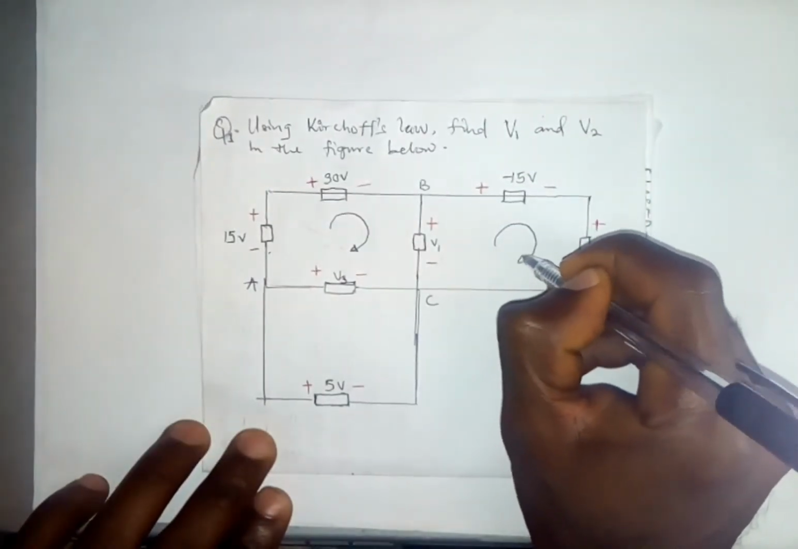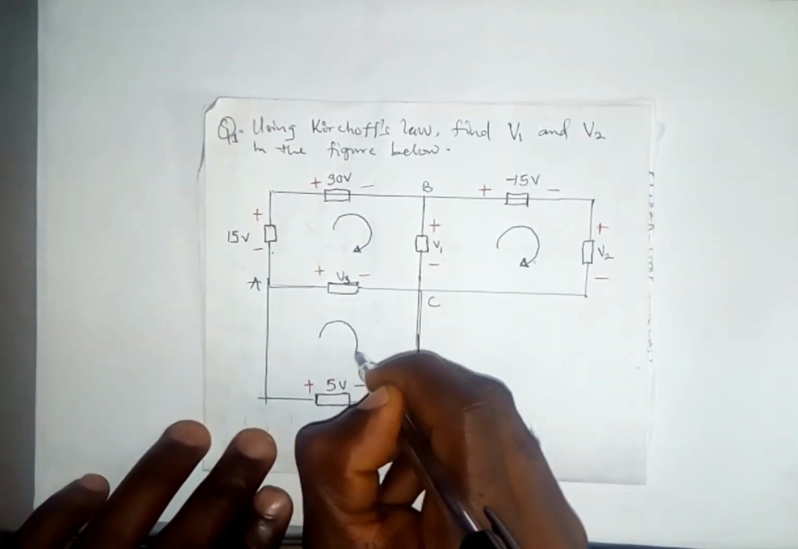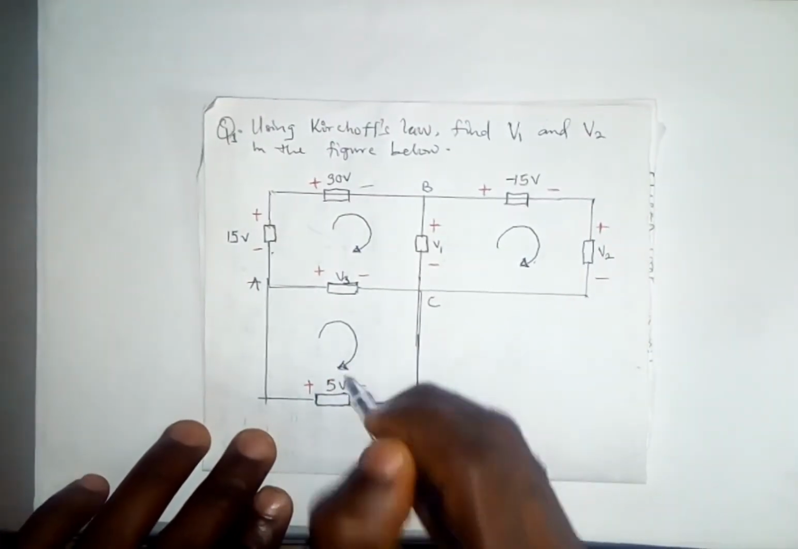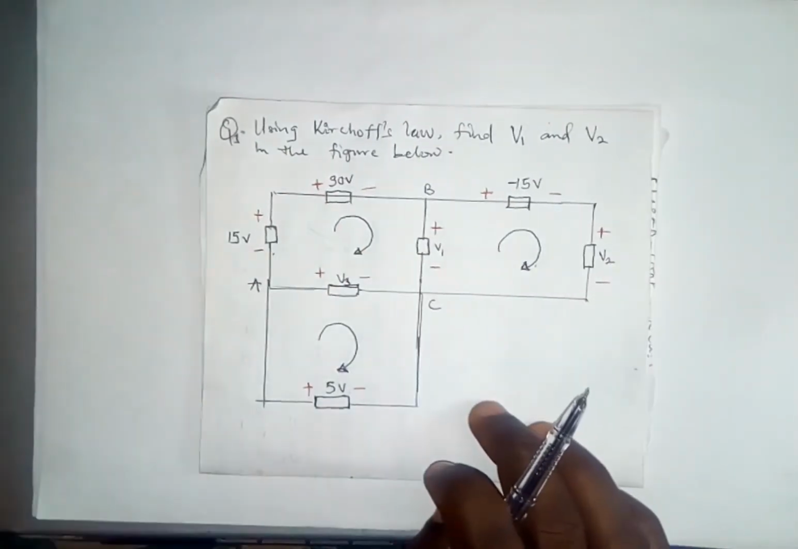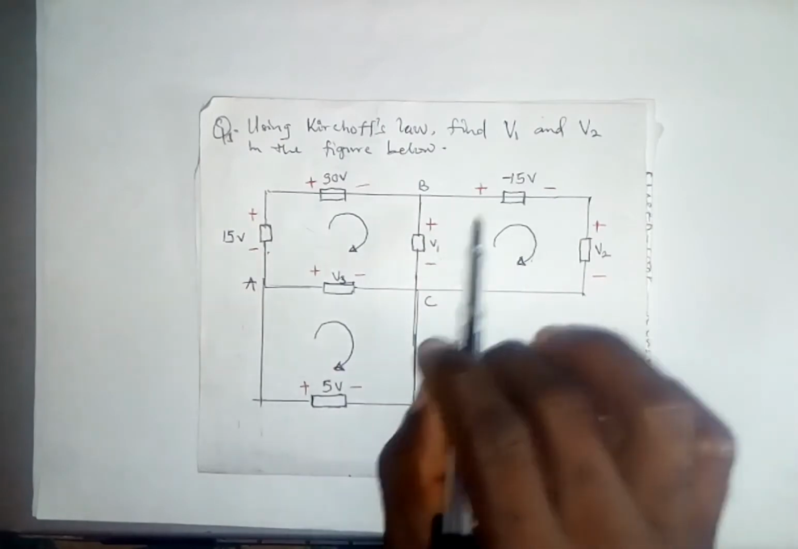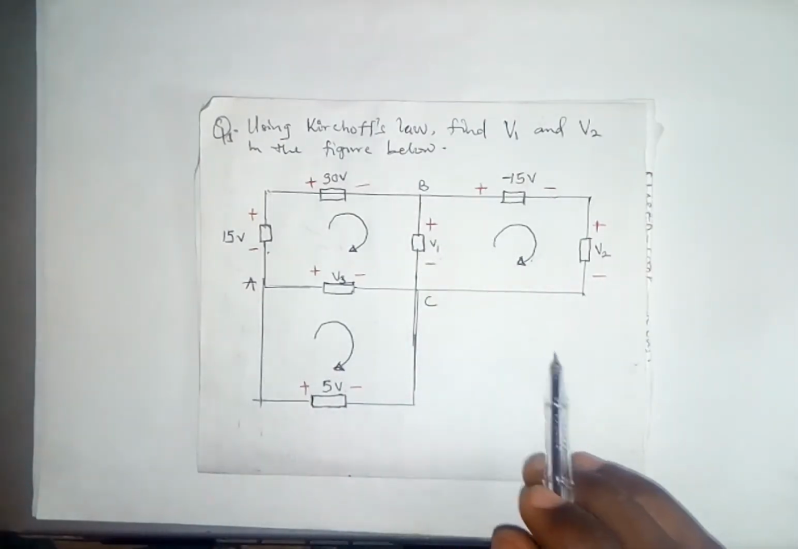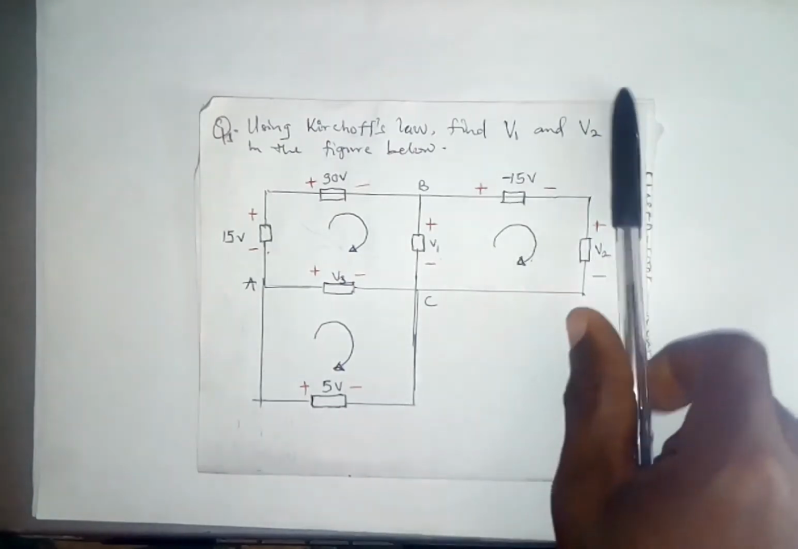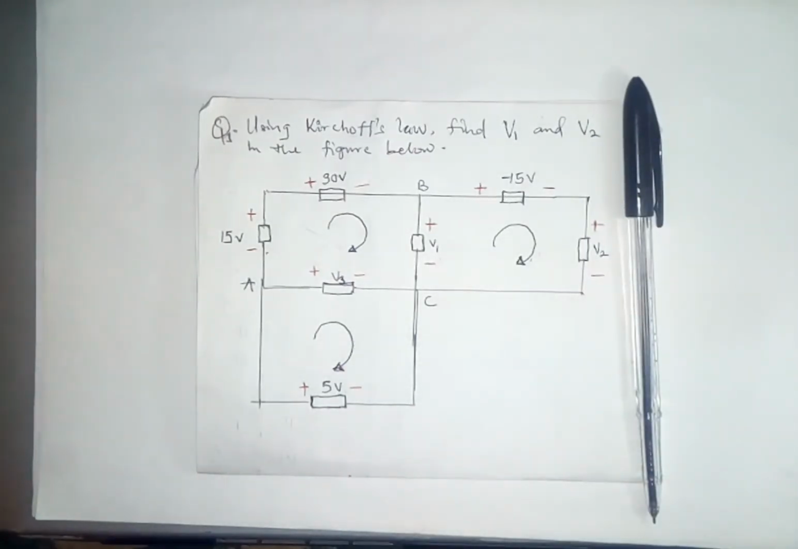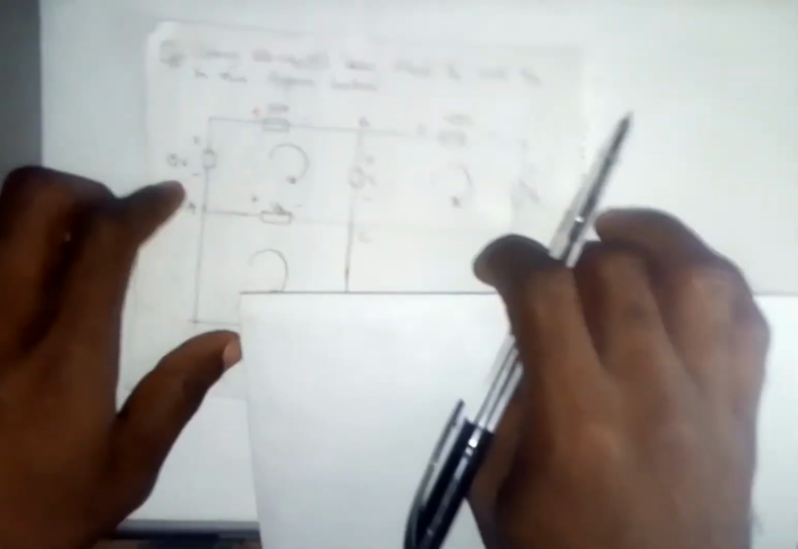We are still following our direction. That's the first thing we do. The reference direction should be what? Should be assigned. According to what we have here, the polarity has been assigned to this question. So all we just need is to assign our reference direction. That is what I just did. So now let's take it one after the other. We want to find V1 and V2. So how do we do this?